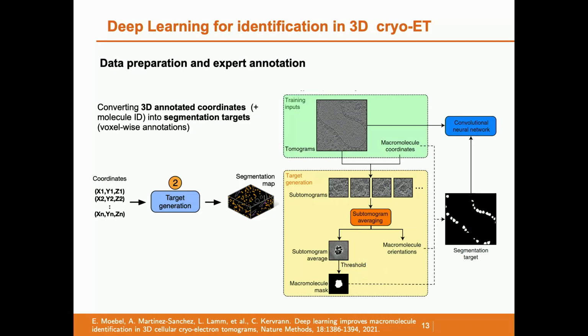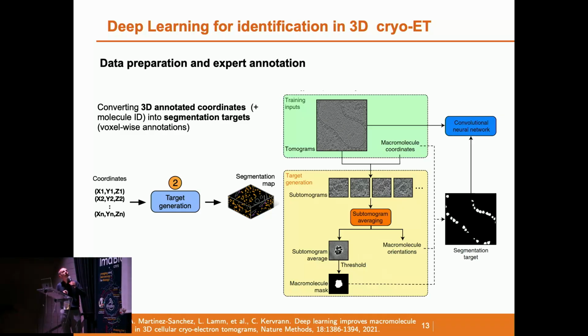But I said that the expert only provides 3D coordinates, X, Y, Z. And the idea is to convert these 3D coordinates into a segmentation map. It's not an easy task. To do that, we apply the usual technology used in cryo-electron tomography. From 3D subtomograms, we compute a subtomogram average, which consists of aligning and computing an average of all these macromolecules. And then at the end, you have a 3D average of the macromolecules.